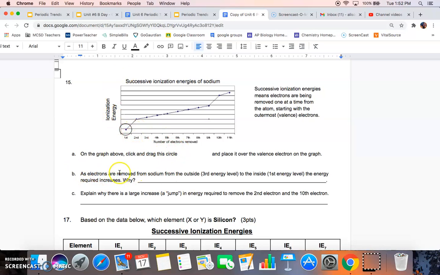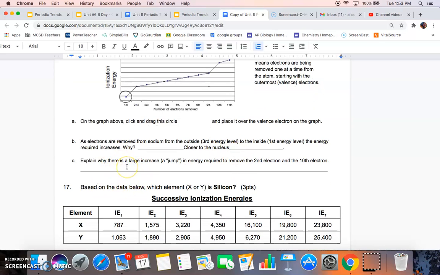So part B for question 15 says, as electrons are removed from sodium from the outside, so the third level, to the inside, the first level, the energy required increases. Why is that? So you want to think, well, what am I moving closer to? Why would it take me more energy to remove those inner electrons? The reason really is, they're closer to the nucleus, right? And the closer they are to the nucleus, the more of an attraction they have, so the harder they're going to be to pull off. So that's really it for why they're so hard to remove. They're just closer to that centerpiece.